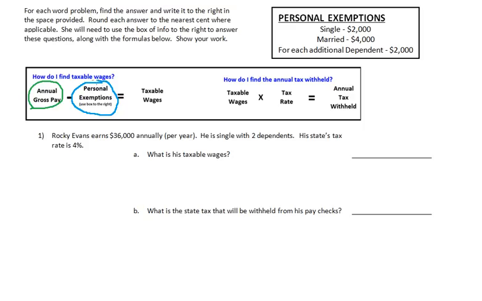Personal exemptions deal specifically with your marriage status and if you have any people that rely on you to take care of them, known as dependents. Most of the time when people think of dependents, we're talking about kids. Mr. Kowalczyk is married and he has 2 kids at home. Each one of those kids is a dependent.